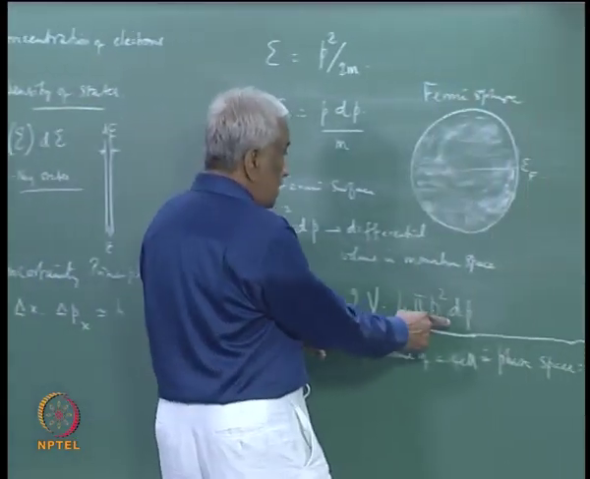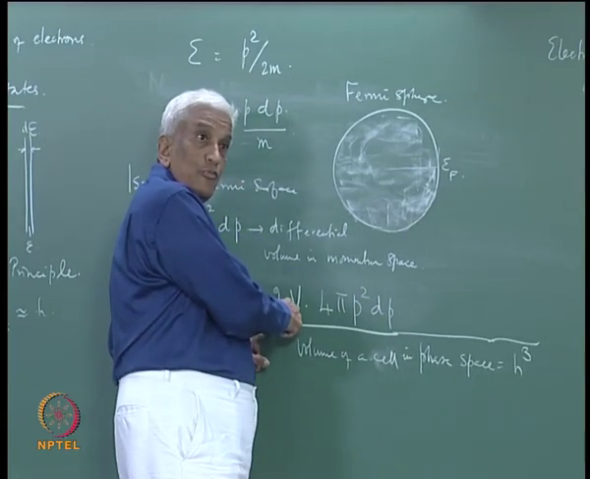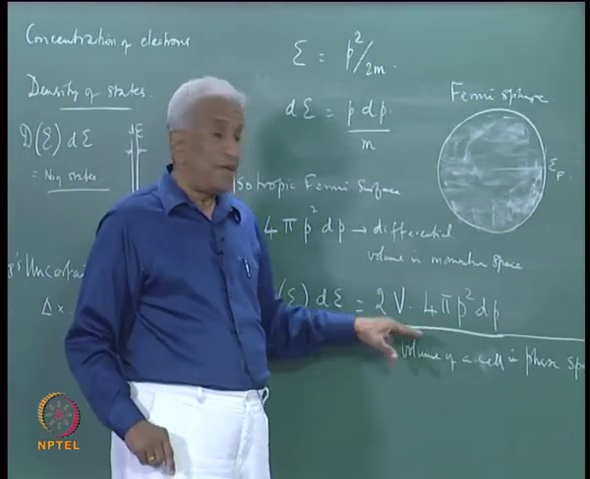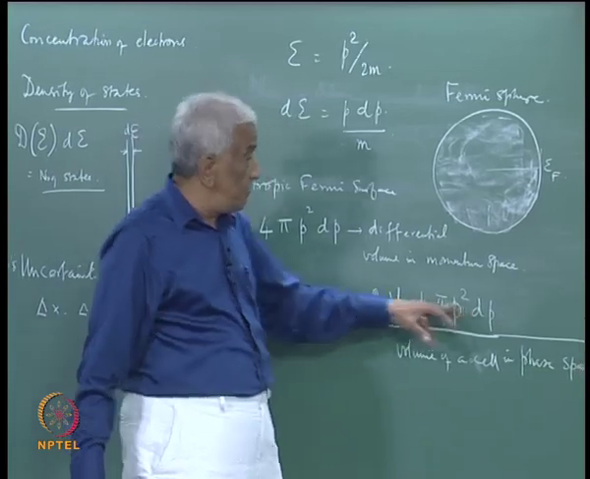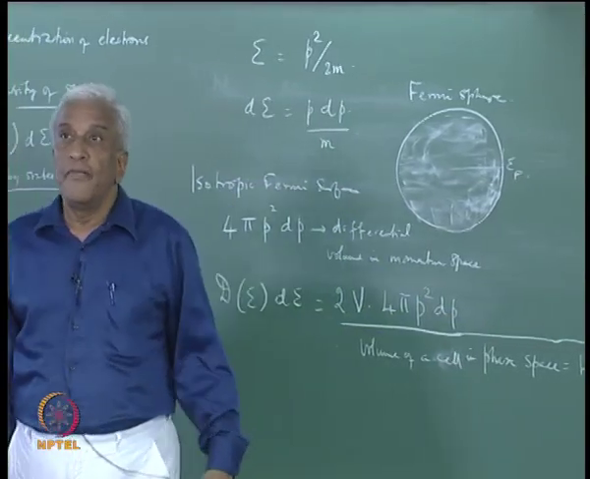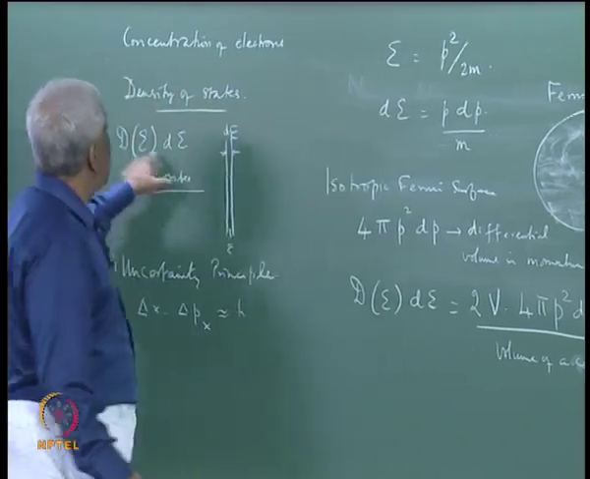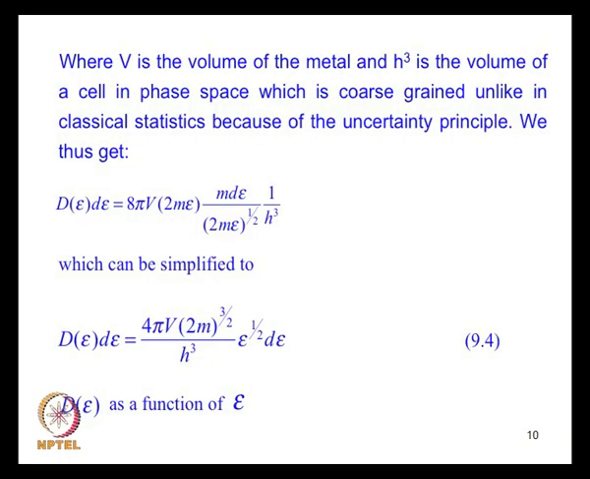So, you divide this total volume available, the physical volume V times the differential volume in momentum space times the factor 2 due to spin states, and divide the whole thing by h cube. That will give you the number of states, which is in turn given by d of E dE. So, this gives us the way to calculate the density of states function.